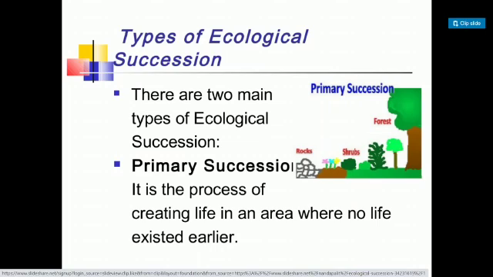First of all, we will see the types of ecological successions. There are two main types: primary succession as well as secondary succession. The types of ecological successions are actually based on their origin. So first of all, we will see what primary succession is. Primary succession is the process of creating life in an area where no life existed earlier.